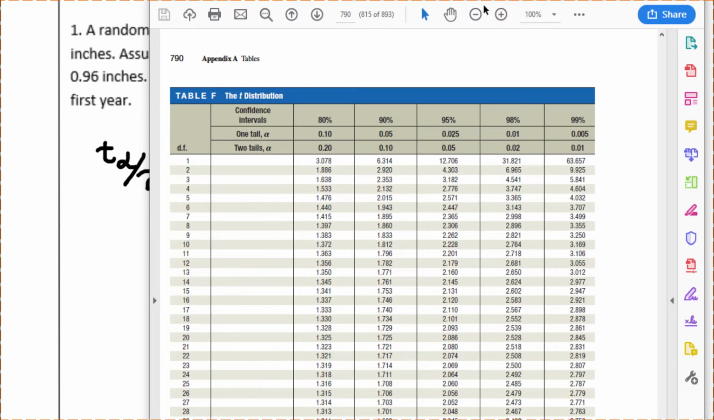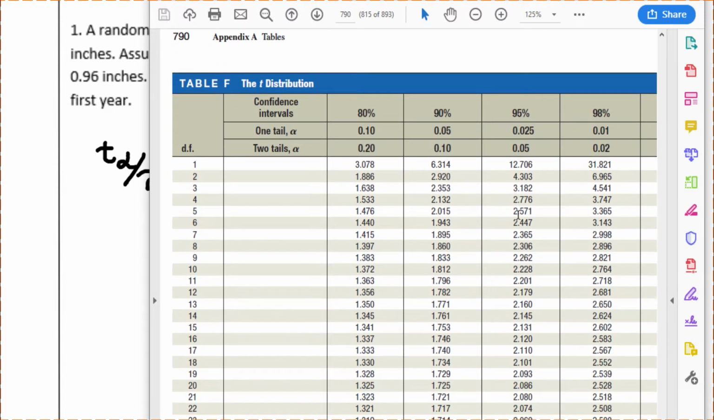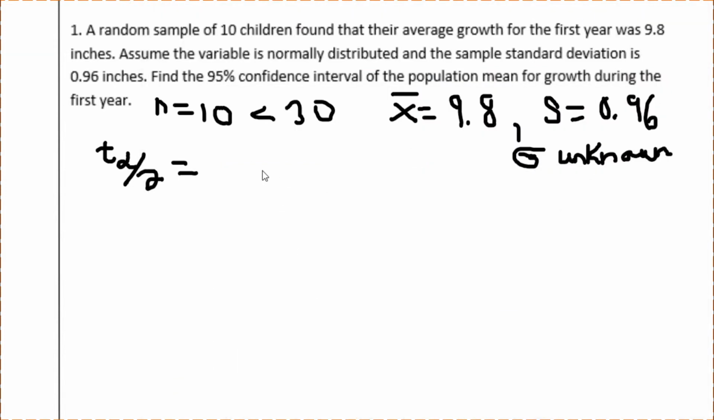And when we do the z-table, we ignore the one tail. We're only interested in the two tails, okay? So for 95%, two tails, and then for the degree of freedom, we need to find our degree of freedom. So our degree of freedom is simply given by n minus 1, which is 10 minus 1, which is 9. So 9 degrees of freedom.